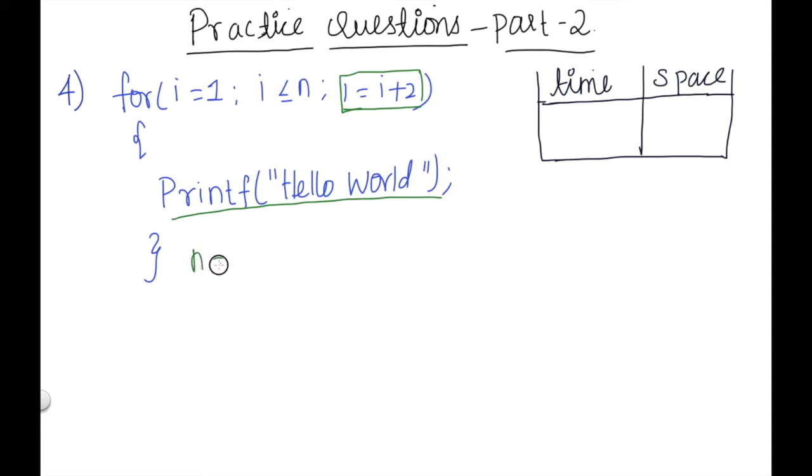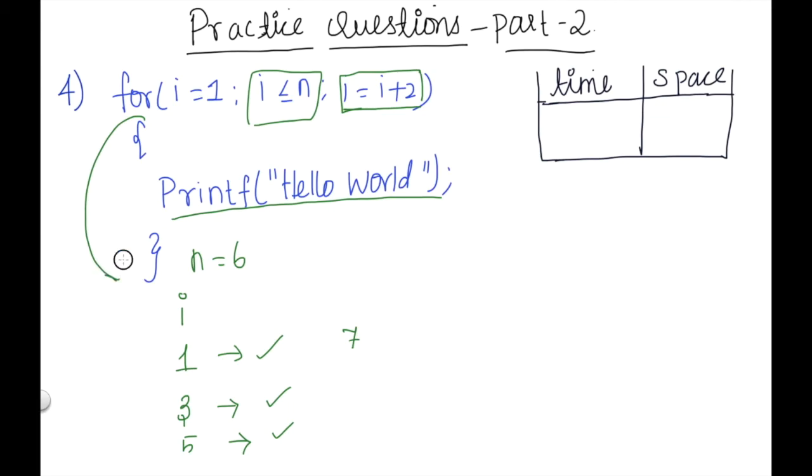Say for example, n is 6 and initially I is 1. Now the condition is true, so the statement will be executed, and then I becomes 3. Again condition is true and the statement will be executed, and then I becomes 5 and the condition is true. Again the statement will be executed and I becomes 7. Now the condition fails and the control will come out of this loop. So time unit for this statement is 3.